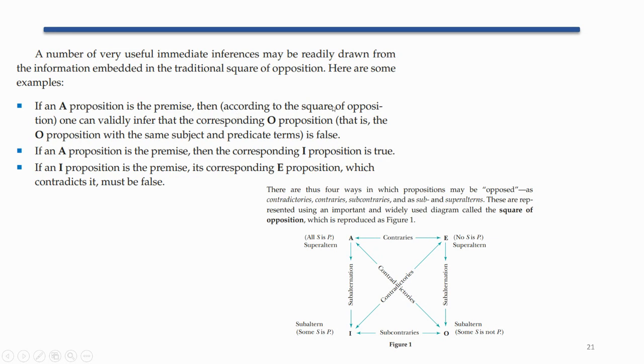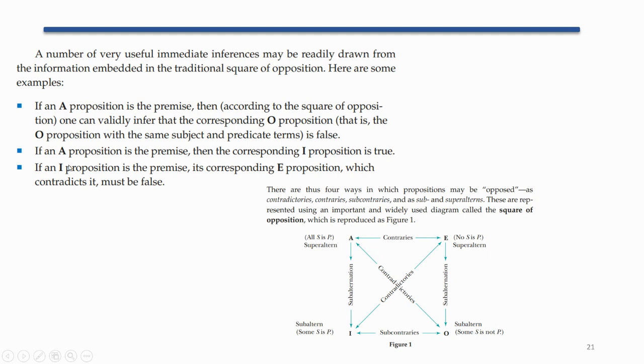Again, if an A proposition is the premise, then the corresponding I proposition is true. Because of subalternation, though you don't need to know that term, if all S is P and some S is P, then if A is true, then I must be true. If all S is P, then some S must be P.